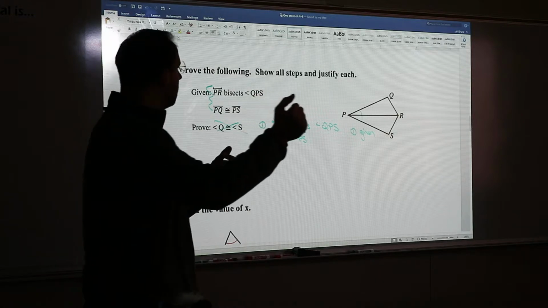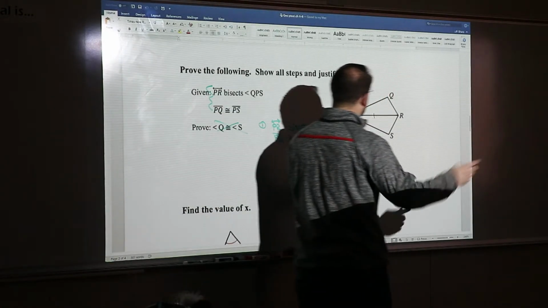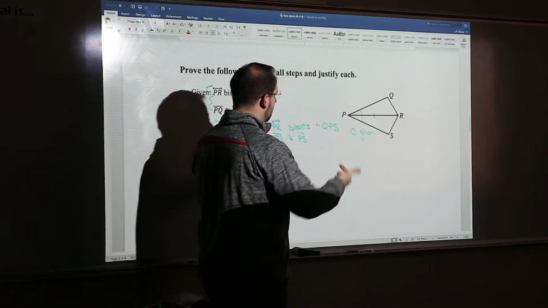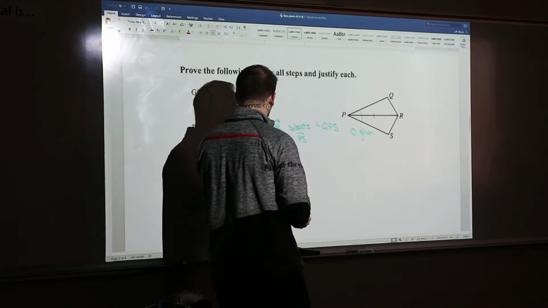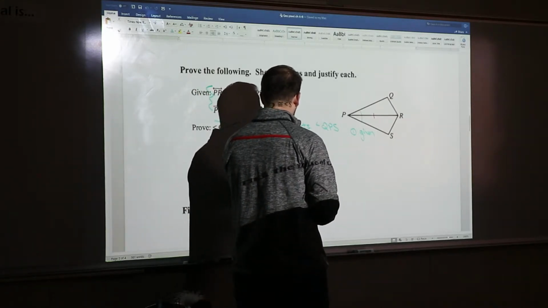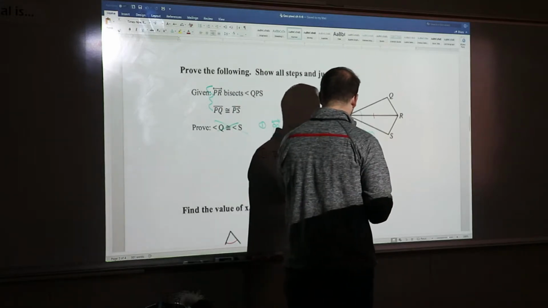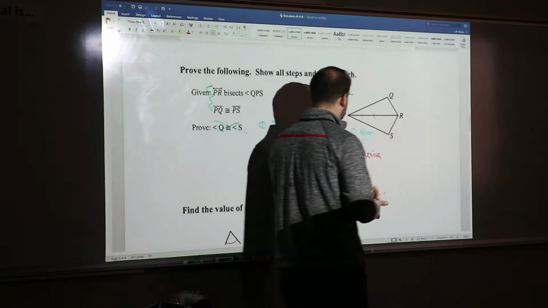PR equals PR. Yeah, you can do the reflexive property, all right? The stick in the middle. This stick is equal on both pictures, the top triangle and the bottom triangle. So that could be your line 2 or line 3. I usually reserve it for line 2. But PR, that stick, is equal to itself. And the reason I even said it earlier is the reflexive property. The reflexive property is something equal to itself.